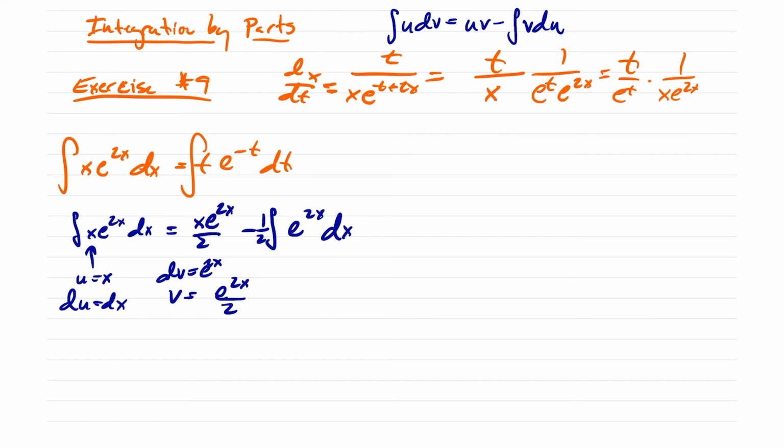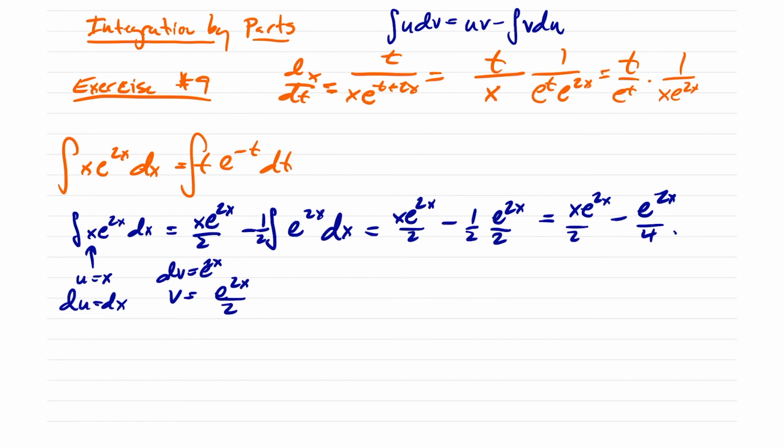Okay, now I can go ahead and finish integrating that, and that gives me x times e to the 2x over 2 minus 1/2 times e to the 2x over 2 again. And so we get x times e to the 2x over 2 minus e to the 2x over 4. Okay, now in green, let's go ahead and do the other one.